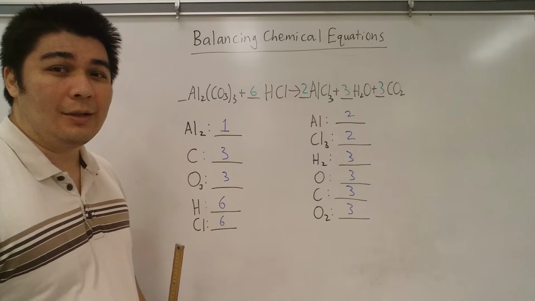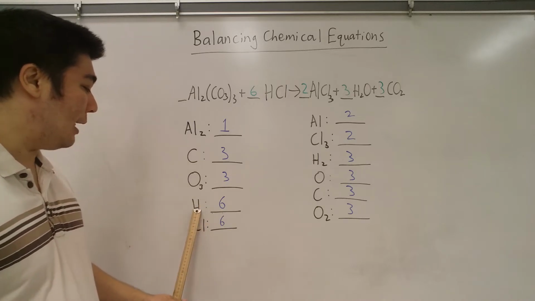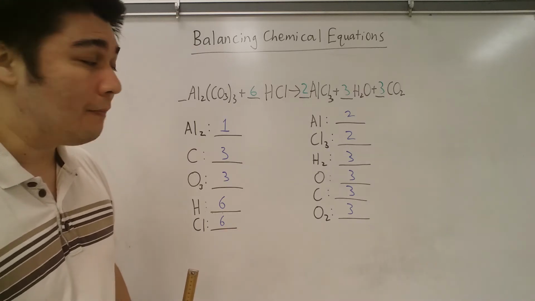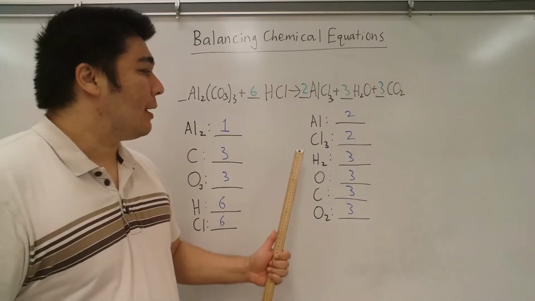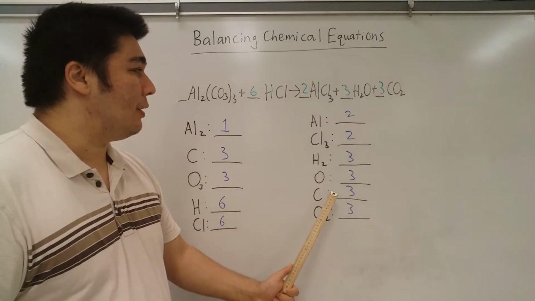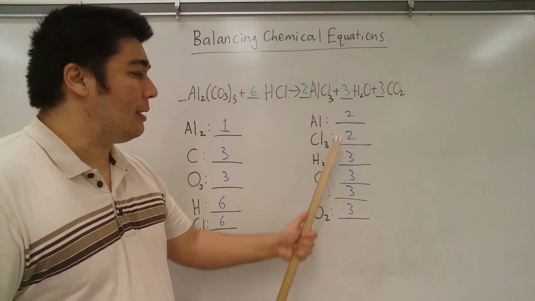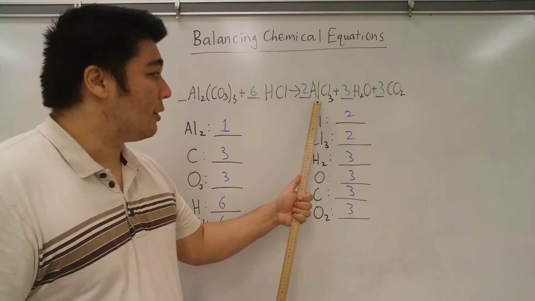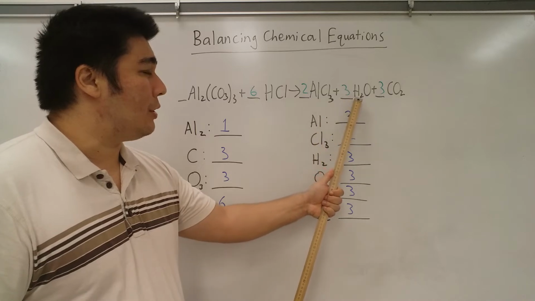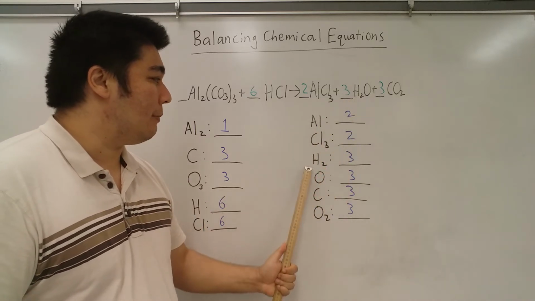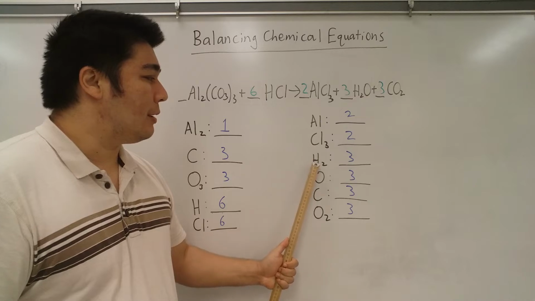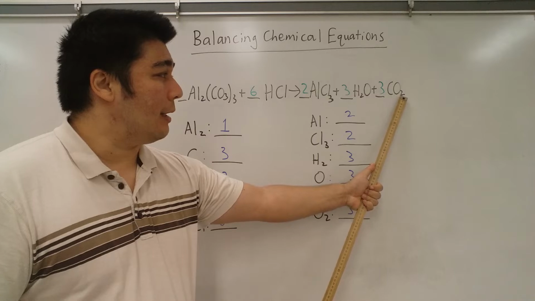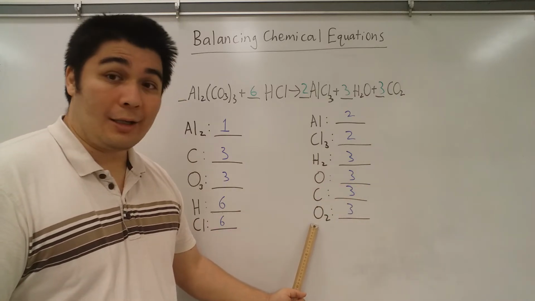I want to say molecules. And then, of course, hydrogen and chlorine are singular, so that 6 goes over there just like it did in the last one. Then what I fill in over here is all of the products. So 1 aluminum, 3 chlorines, 2 hydrogens, 1 oxygen. Then, of course, 1 carbon and 2 oxygens.